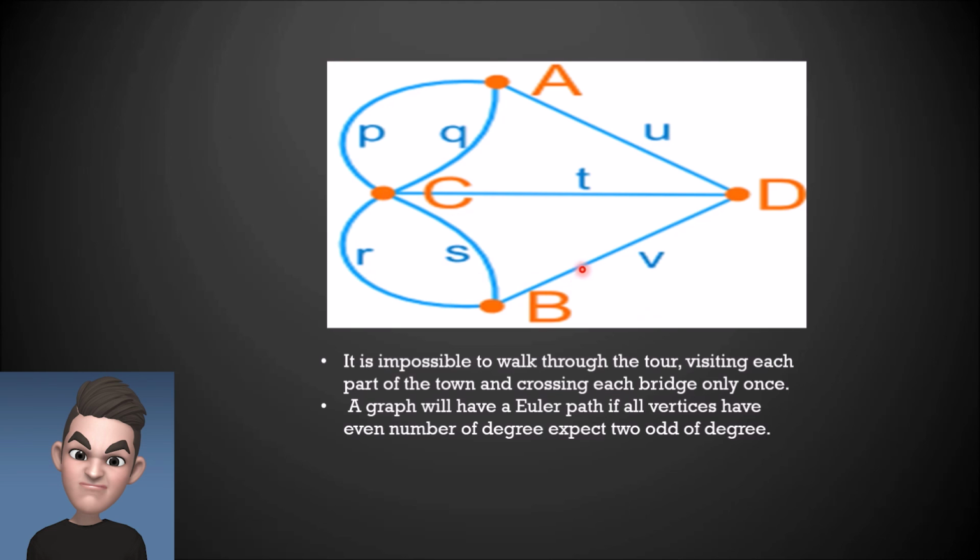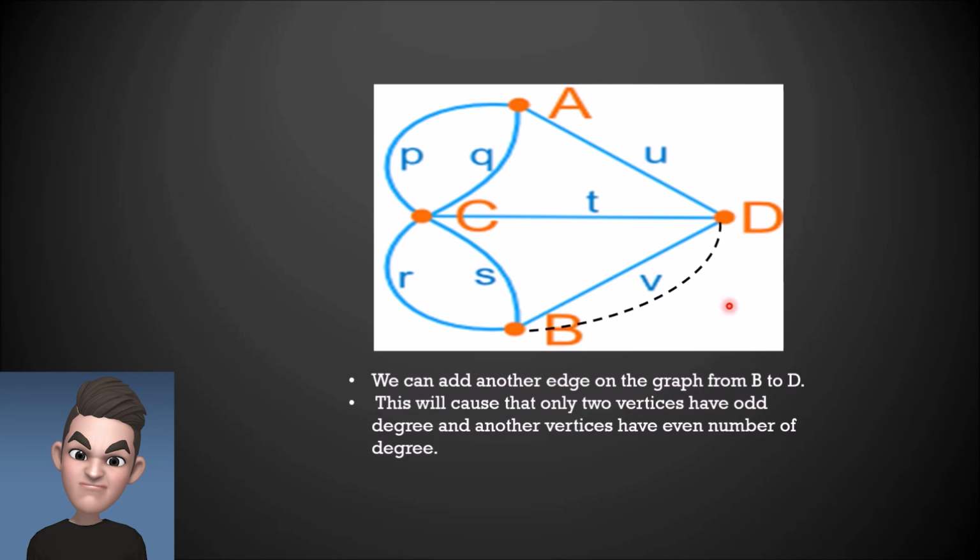So the diagram clearly shows that it's impossible to walk through the town, visiting each part of the town and crossing each bridge only once. This shows that it's not an Euler path. Then we can add a new line from B to D. This will make both vertices B and D have 4 degrees, and the diagram now consists of 2 odd degree vertices and 2 even degree vertices. So the diagram is now changed into an Euler path.